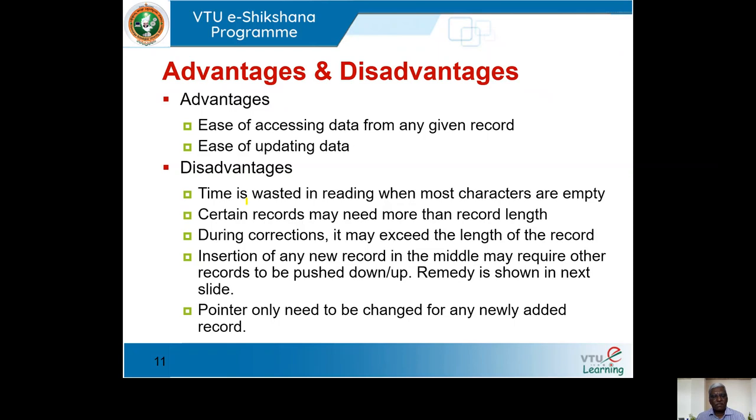79 character space is wasted because the next record always starts at 80. So space, time, etc., all these are wasted. Suppose a record requires more than 80 characters. What do we do? Then you have to go to the next record, which is a continuation of the previous one. How do you manage? So this is a headache.